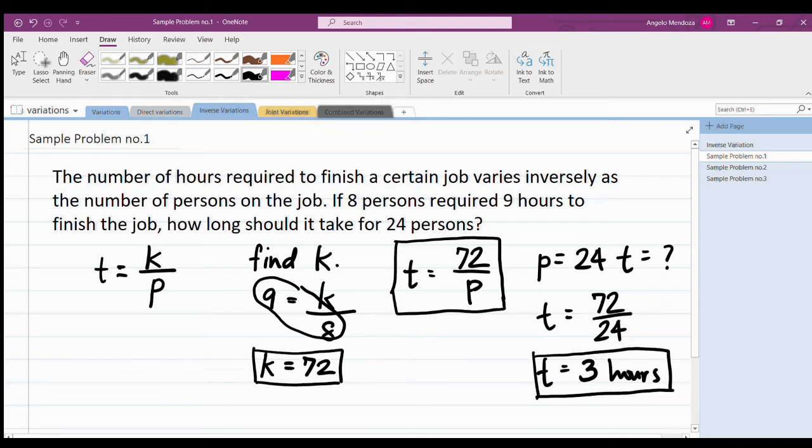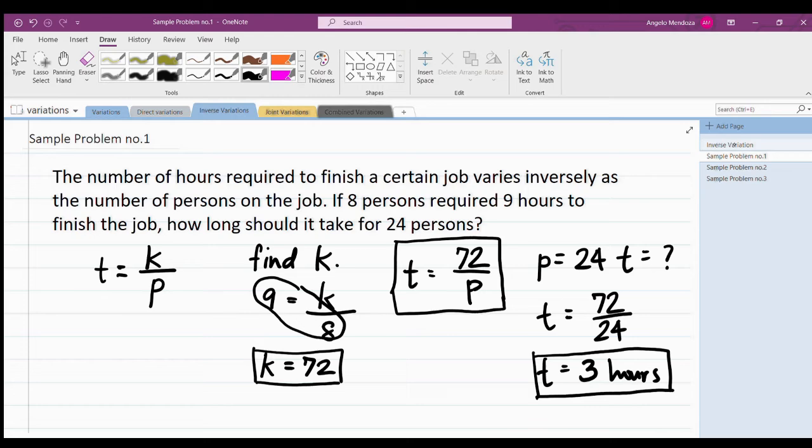As you can see, based on the problem, since you have 24 persons rather than 8 persons, the number of hours required to finish the job will be shortened. That is 3 hours.